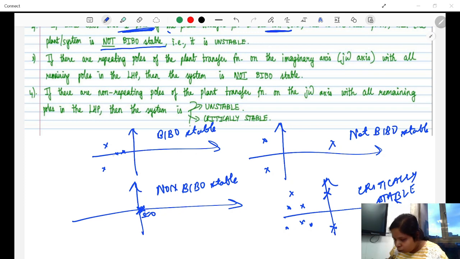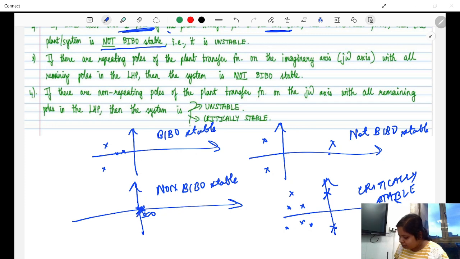So for BIBO stability, what we want is everything has to be in the left half of the S plane. For it to be BIBO unstable, any one pole has to be in the right half. If not everything is in the left half, it is going to be unstable.